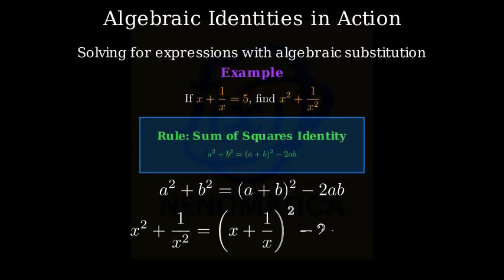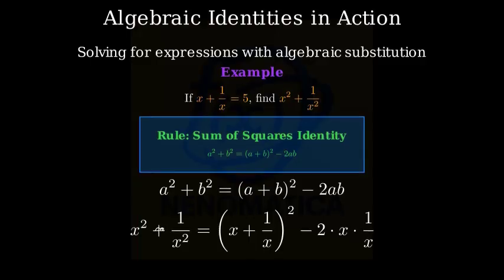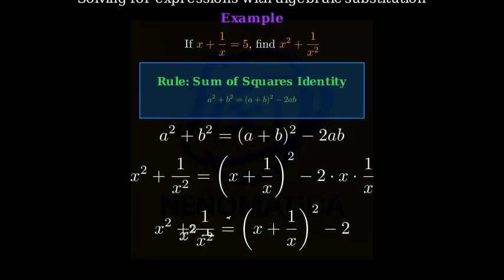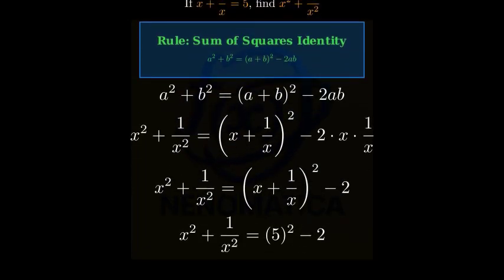Now, let's apply this identity to our problem. We'll substitute a equals x, and b equals 1 over x. Then, x squared plus 1 over x squared equals the square of the sum of x plus 1 over x minus 2 times x times 1 over x. Let's simplify this expression. 2 times x times 1 over x equals 2.